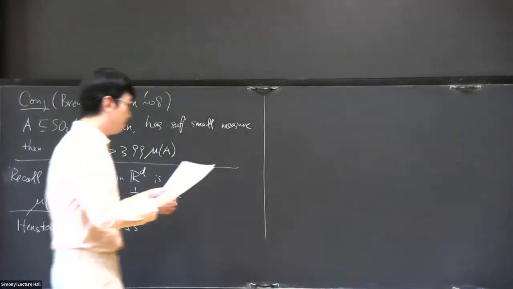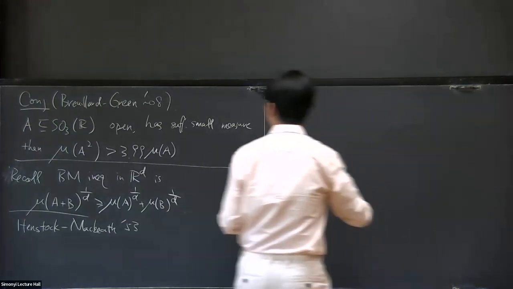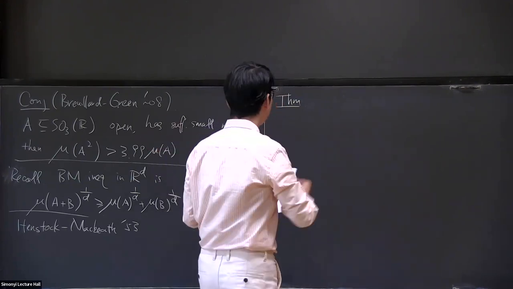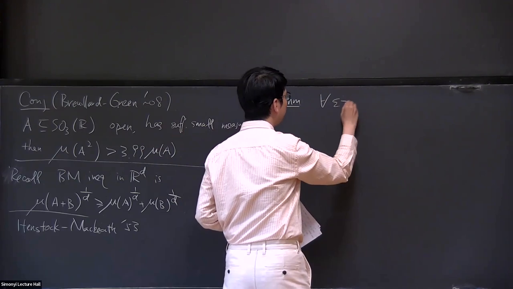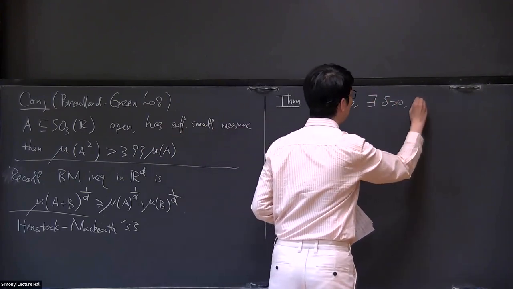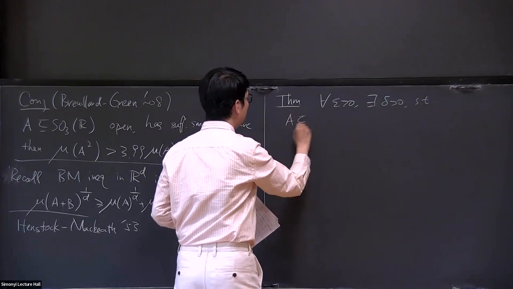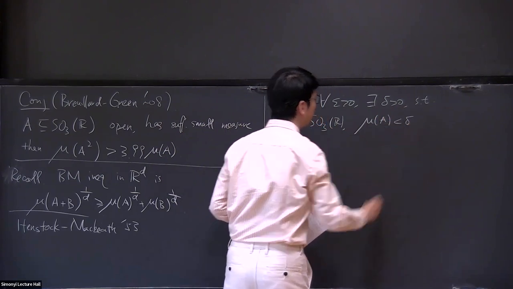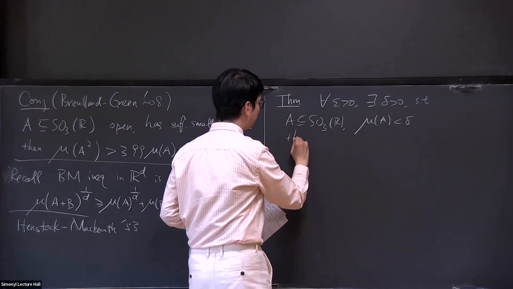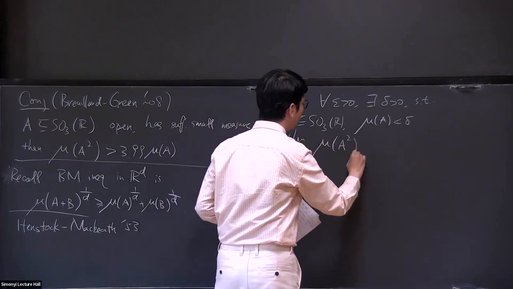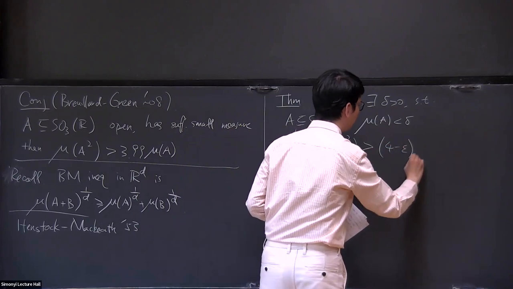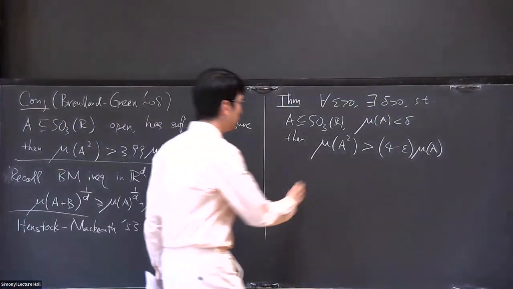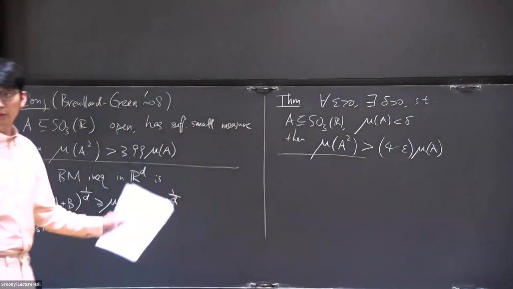So maybe I can write down our theorem, the theorem I want to present today. We solve this conjecture. Actually, we proved that for every epsilon, there exists delta such that for every A, a subset of SO(3)R, with the measure of A smaller than delta, the square of A should have measure at least 4 minus epsilon times the measure of A. So this is our main theorem. Any question about the statement?